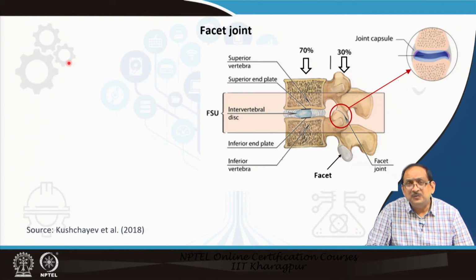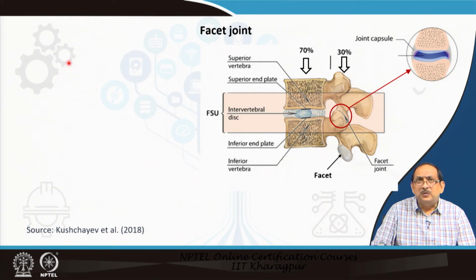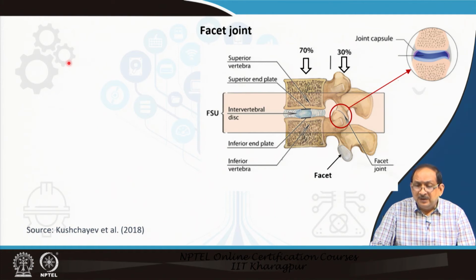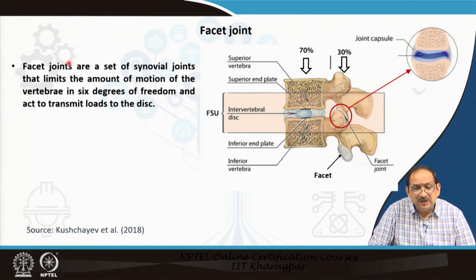Let us now come to the facet joint. We mentioned facet joint in the functional spinal unit. What is this facet joint? Facet joints are a set of synovial joints.